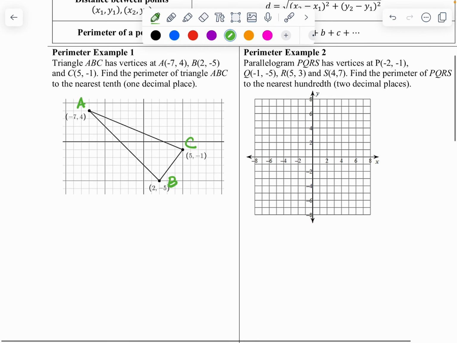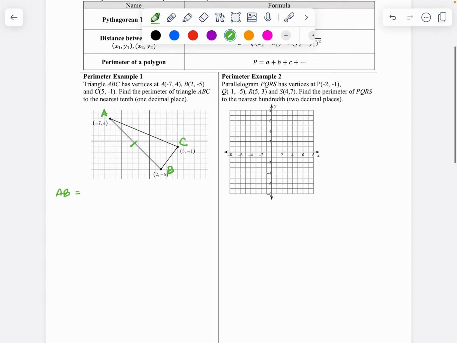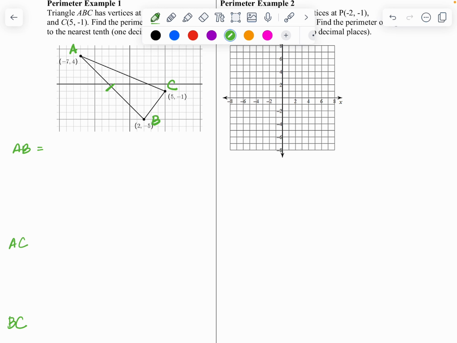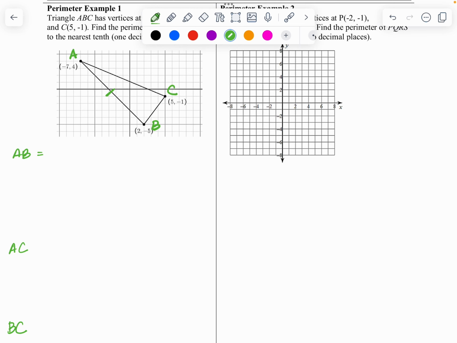Hopefully as you look at this, you can recognize that I have to find AB, the length of AB, and then I'm going to need to find AC, and then I need to find BC. As I look at those, I'm going to need to put in the coordinates for each one. So A is -7, 4, and B is 2, -5. So that means this is x1, y1, x2, y2.